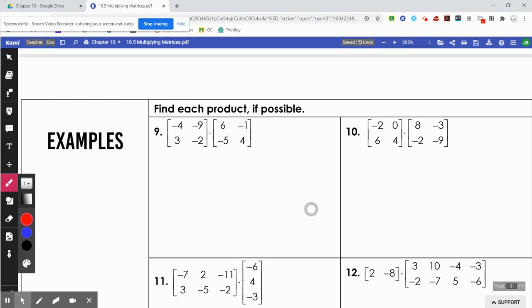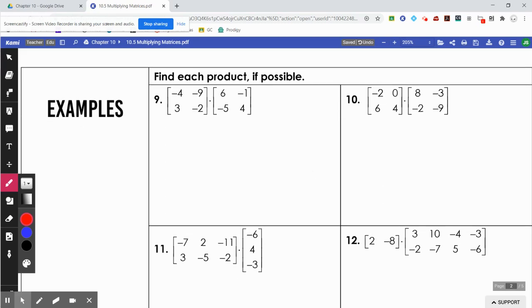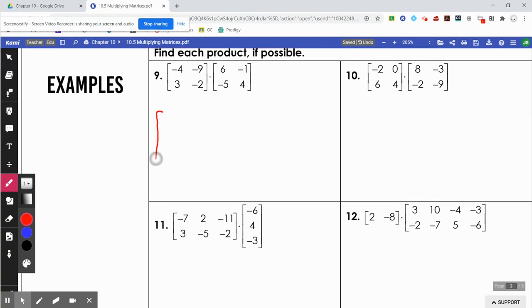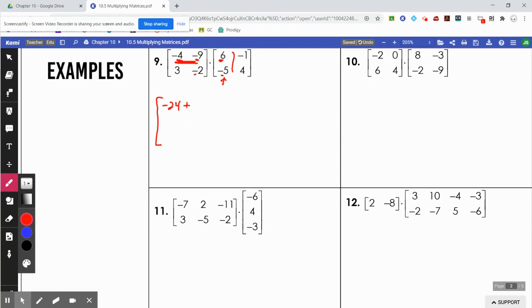So now let's try this firsthand. This is a 2 by 2, and we're multiplying by a 2 by 2. We can multiply them, and our answer should be a 2 by 2. So what I'm going to do is draw a 2-rowed matrix. We start with our first row, and we're going to multiply this first row by the first column. Pair up the -4 and the -9 with the 6 and the -5. Multiply the corresponding first element with first, second with second, and add the answers. -4 with 6 gives you a -24, plus -9 with -5 gives you a 45.